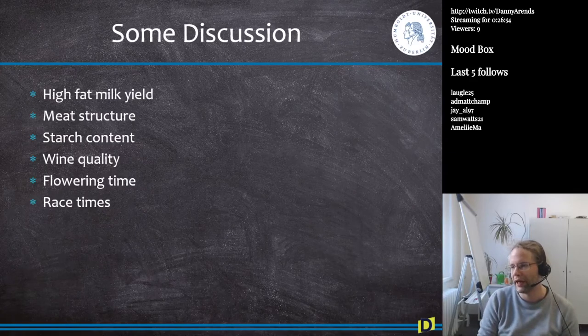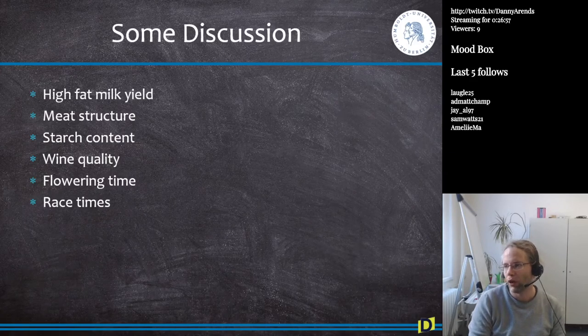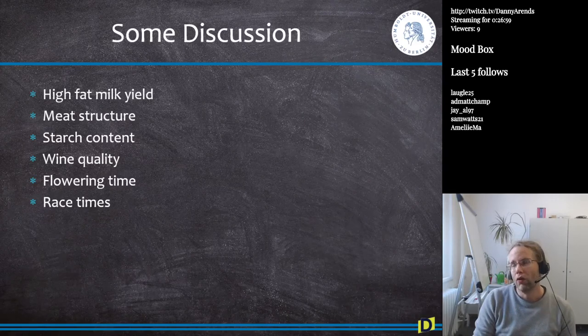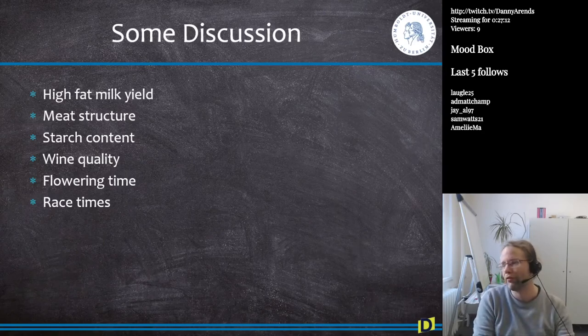Very good, Genie88. That is indeed a very qualitative trait, although people are trying to make it quantitative. Because meat structure, like Sam Watt says, is quantitative if you count the number of fibers. So meat structure is a little bit weird, right?